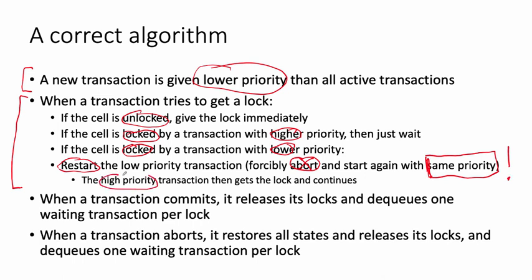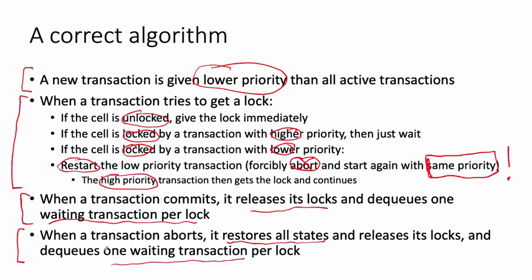So the high priority then gets the lock. The low priority one tries but does not get the lock and waits. Okay. When a transaction commits, it releases its locks, and there could be waiting transactions on its lock, and it dequeues one, so the waiting transactions can go forward. And when a transaction aborts, it does the same, but it also restores the state. So it's like nothing happened. And also one waiting transaction per lock is dequeued and can execute. Okay? So you see how this algorithm works?